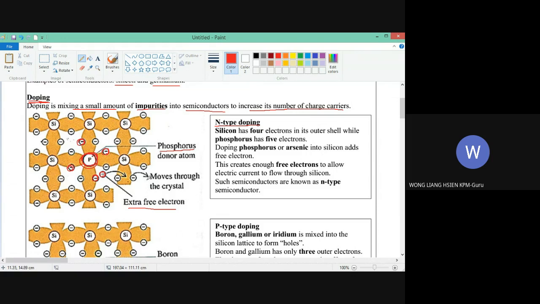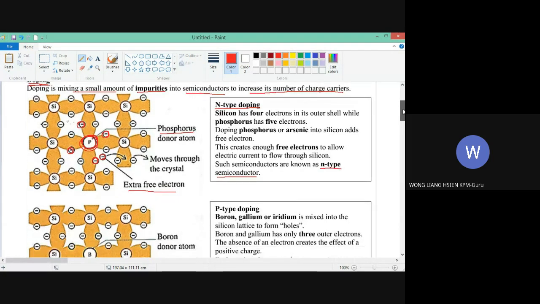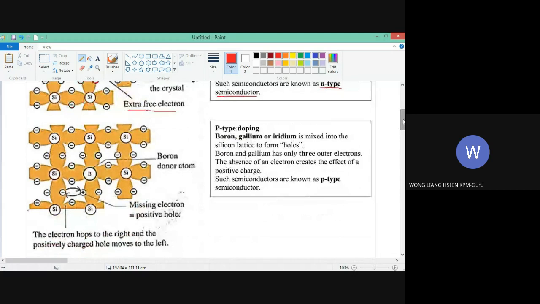All right. So this type of semiconductor that has undergone N-type doping, we call it an N-type semiconductor. Okay. So next, another type of doping is what we call P-type doping.